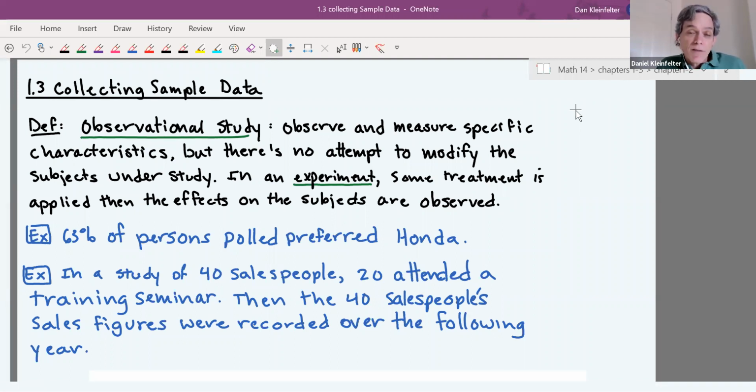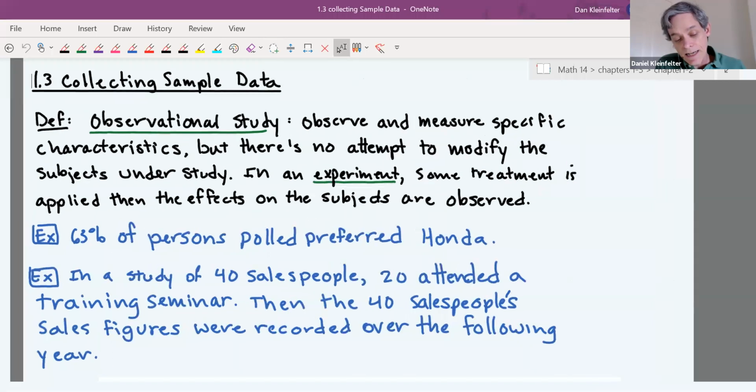Like the last couple of sections, this one is kind of vocabulary heavy and not really any calculation in it. There are definitions as before, but again, you don't need to memorize definitions. You want to aim instead for conceptual understanding. So let's get started. The section is collecting sample data.